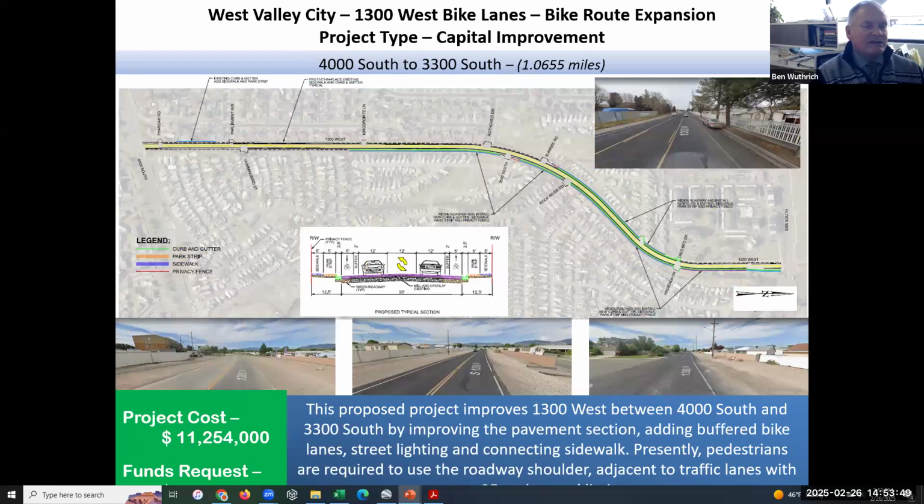Next project is a request in West Valley City. This is 1300 West bike lane improvements between 4000 South to 3300 South. This is for some reconstruction, but to create a uniform cross section. This project is estimated to cost 11.2+ million. And the funds being requested are a little more than 7 million.